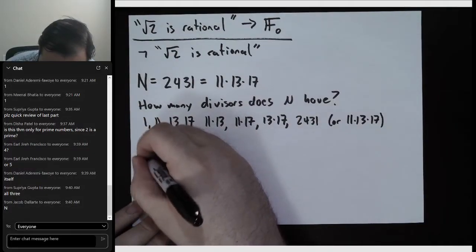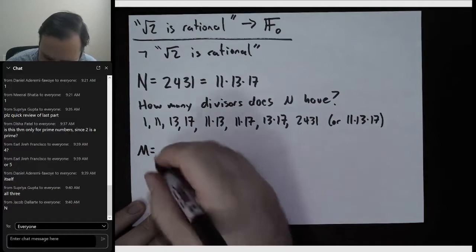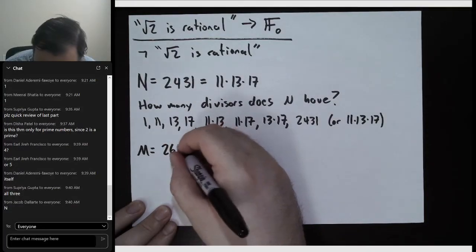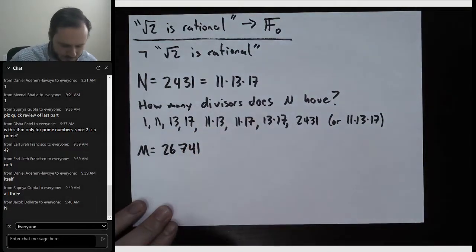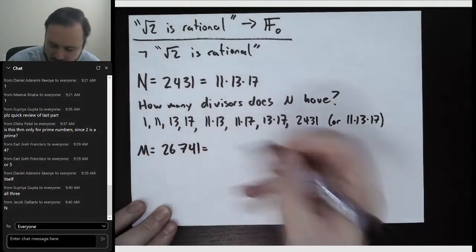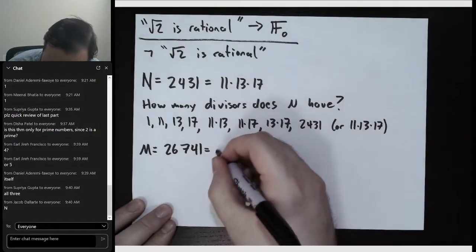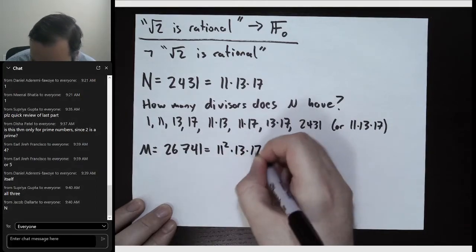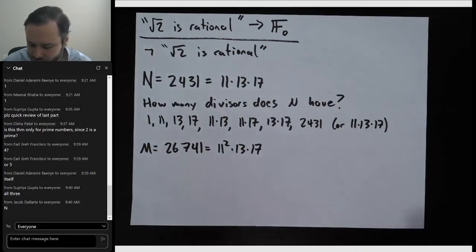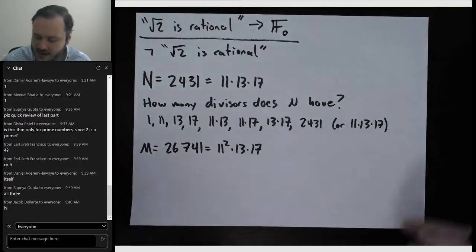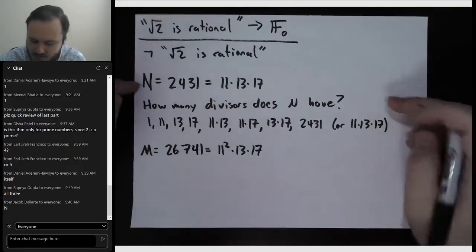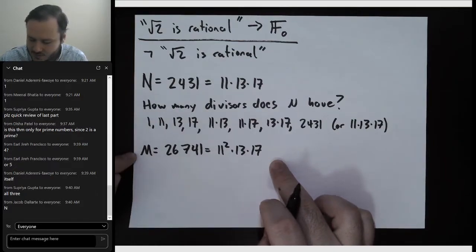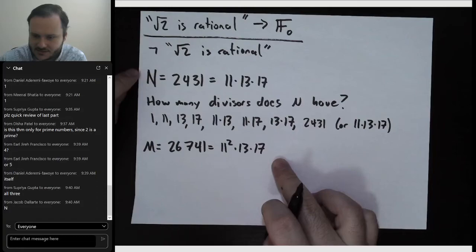If I look at capital M, if I make this 26,741, which I've factored for you as 11 squared times 13 times 17. Well, anything that divides n also divides m, because m is a multiple of n.